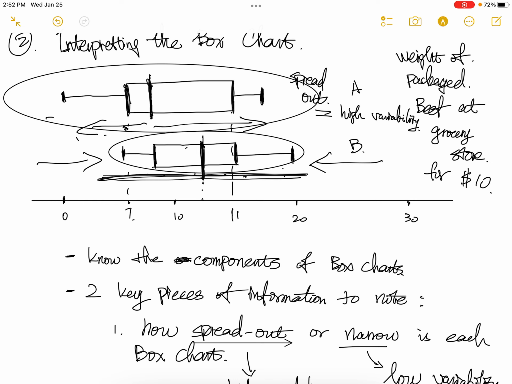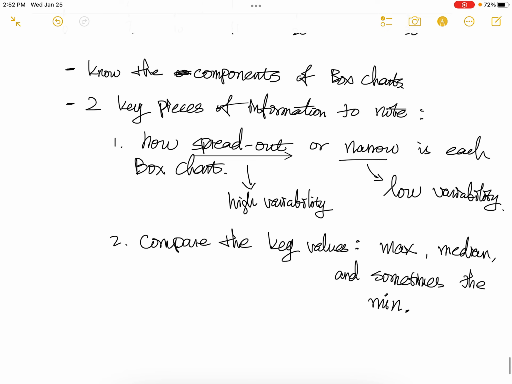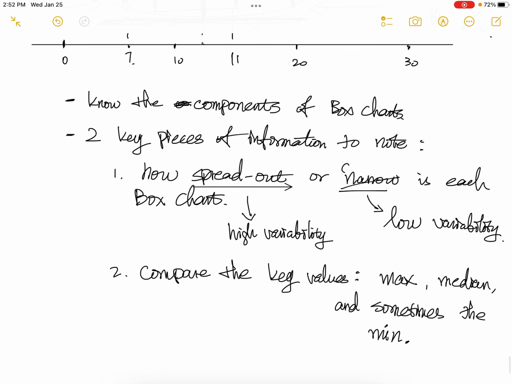So max, who has the bigger max? Who has the bigger median? Who has the bigger minimum even? So in this case, store B has the better maximum, median, and also minimum numbers. They're all higher than store A. So then store B in this case is the good answer. Okay, so instead of narrow here, I'm going to say compressed. So that's everything to do with box charts.